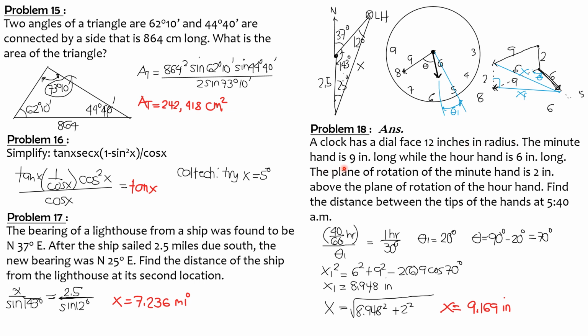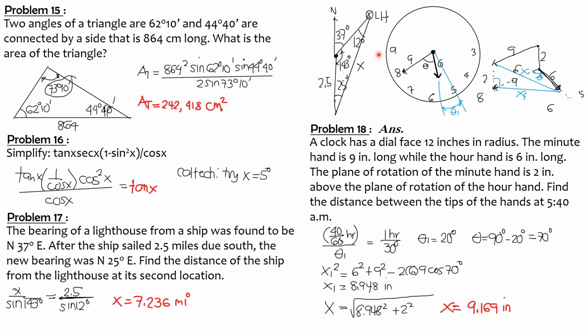Then lastly, a clock has a dial face 12 inches in radius. The minute hand is 9 inches long, while the hour hand is 6 inches long. The plane of rotation of the minute hand is 2 inches above the plane of rotation of the hour hand. Find the distance between the tips of the hands at 5:40 a.m.